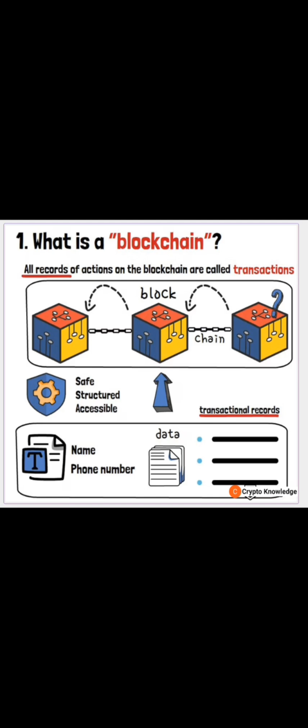Now, what sorts of information is stored in these blocks? Well, while you can store different types of data in these virtual chests, blocks usually hold just simple strings of textual data. We call them transactional records.